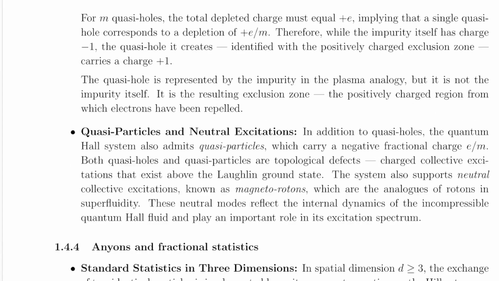Beyond quasi-holes, the system also admits quasi-particles, which similarly carry fractional charge e over m, but with opposite sign. In addition, the fluid supports neutral excitations, called magnetorotons, analogs of rotons in superfluid helium. These modes describe internal vibrations of the quantum Hall droplet and contribute to its excitation spectrum. Together, these exotic excitations, quasi-holes, quasi-particles, and magnetorotons, reflect the deep and subtle structure of the Laughlin phase, where topology and quantum statistics redefine what it means to be a particle.